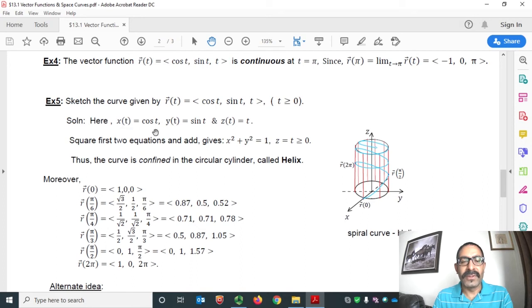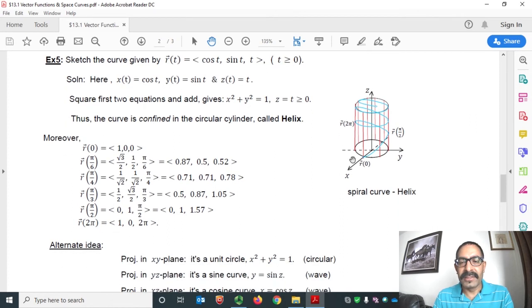From the first two equations, square and add them. This gives us x squared plus y squared equals cosine squared plus sine squared, which is 1. And z is greater than or equal to 0 because z is t, which is greater than or equal to 0. That means we have a circle in the xy-plane, and we are taking all the positive z's. So we start from here and go toward positive z in a spiral. We are just going up, up, up. That means we have a curve confined to the circular cylinder, which we call the helix.